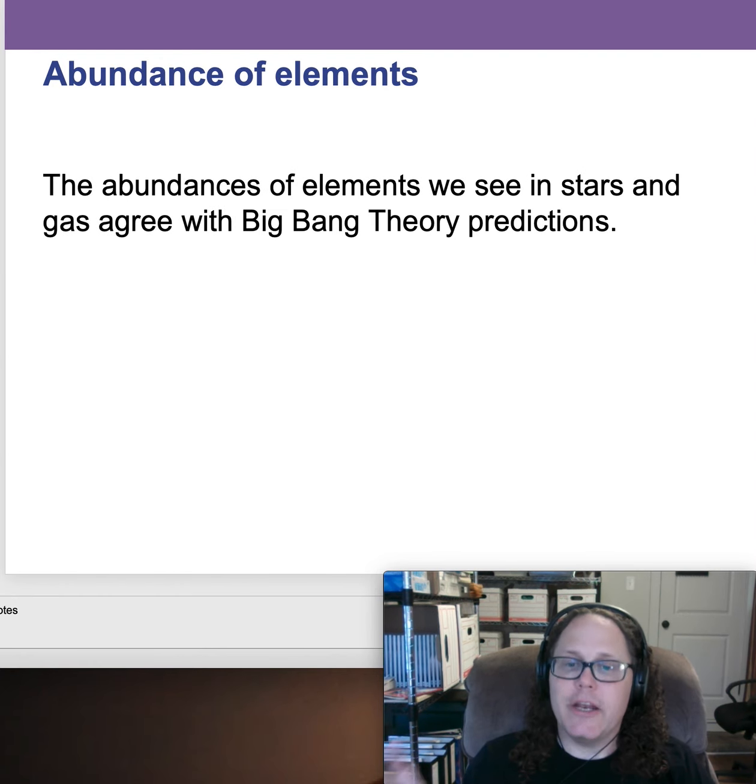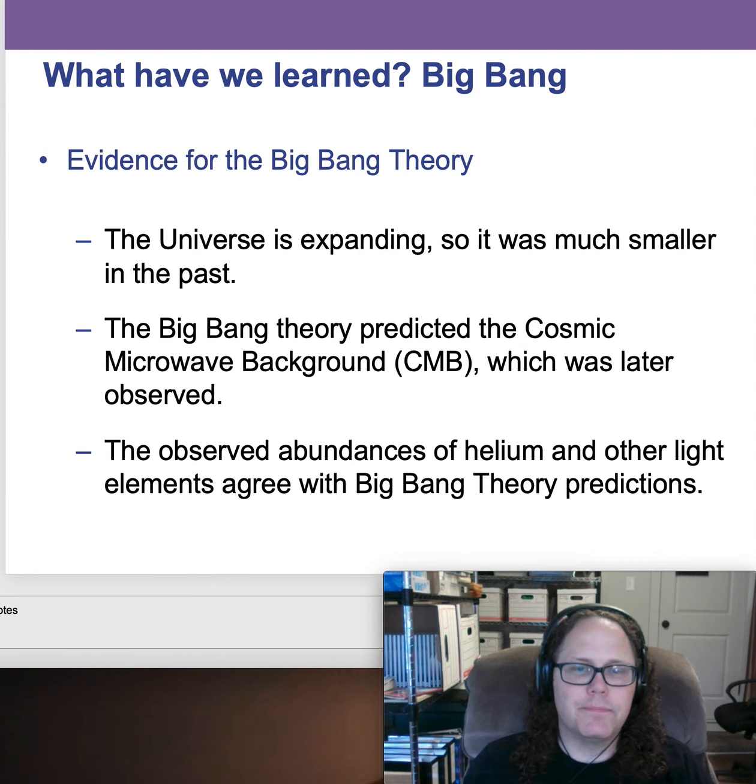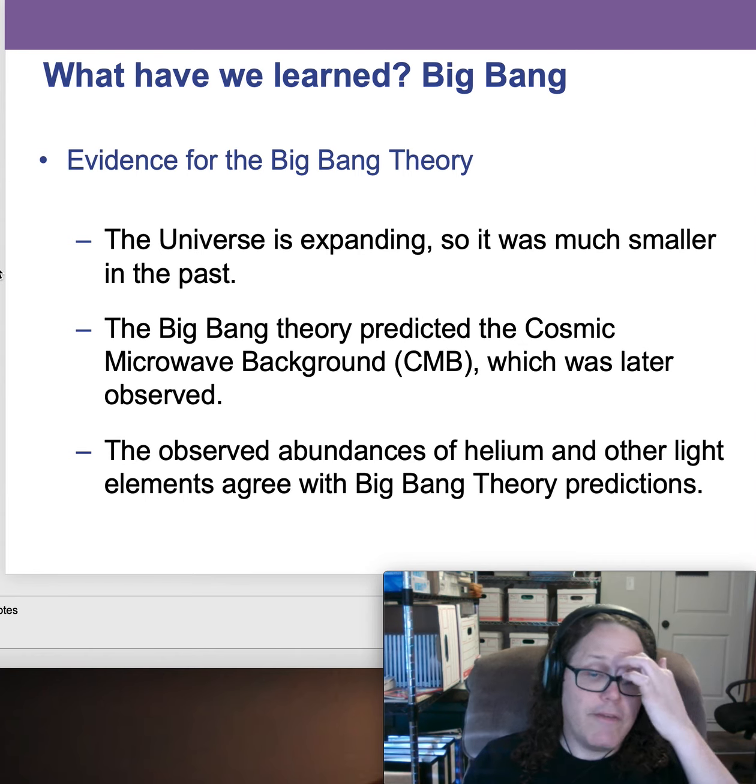So this is the second piece of evidence that confirms the Big Bang hypothesis. The second prediction that the Big Bang hypothesis made that was later confirmed. The primordial abundance of helium and other light elements. So, evidence for the Big Bang theory.